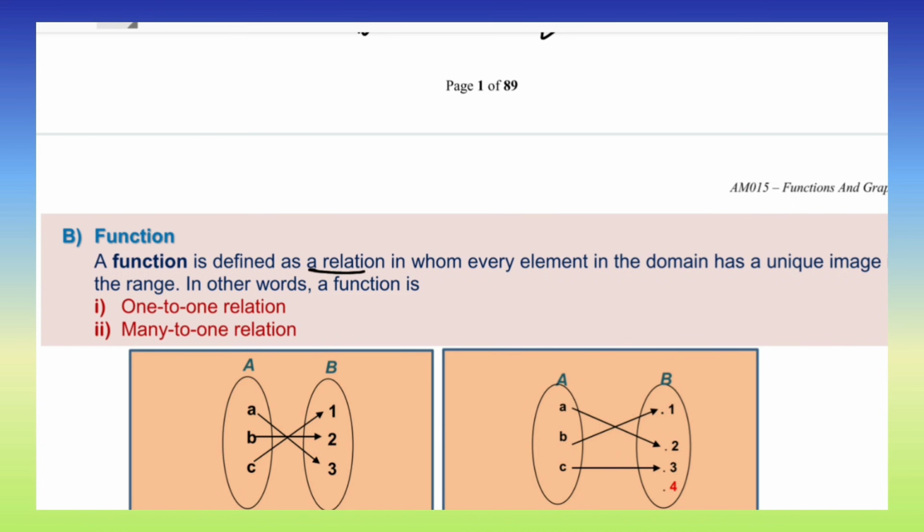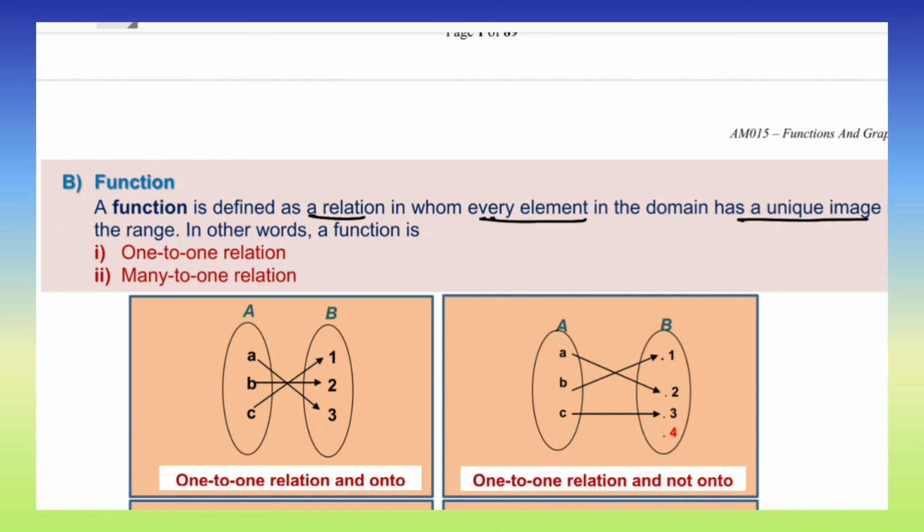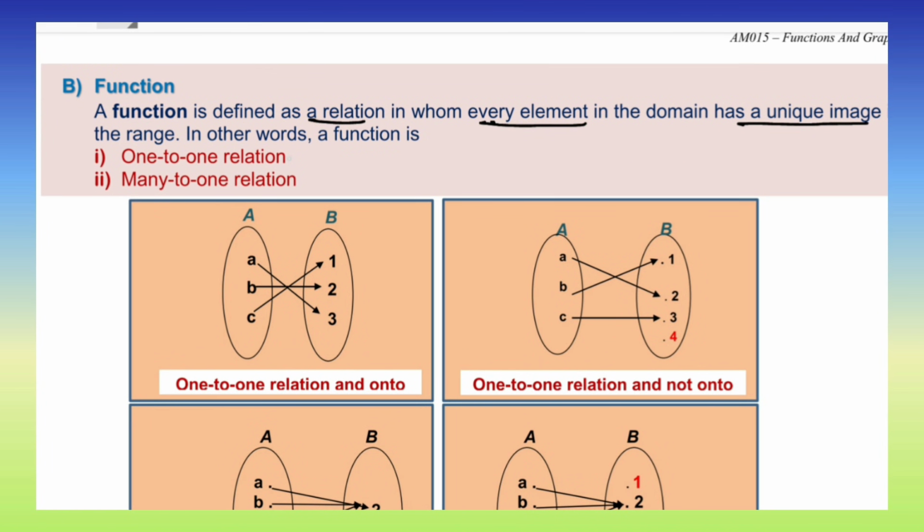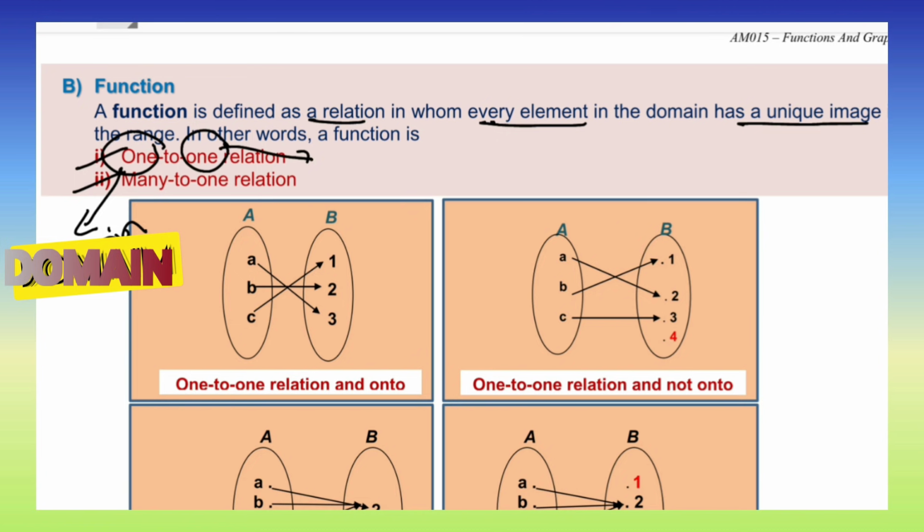A function is defined as a relation in which every element in the domain has a unique image in the range. In other words, a function is a one-to-one relation or a many-to-one relation. For a one-to-one relation, one element comes from the domain, and one element is from the range. What does it mean? One element from the range. For many-to-one, the many also comes from the domain, and one is from the range.